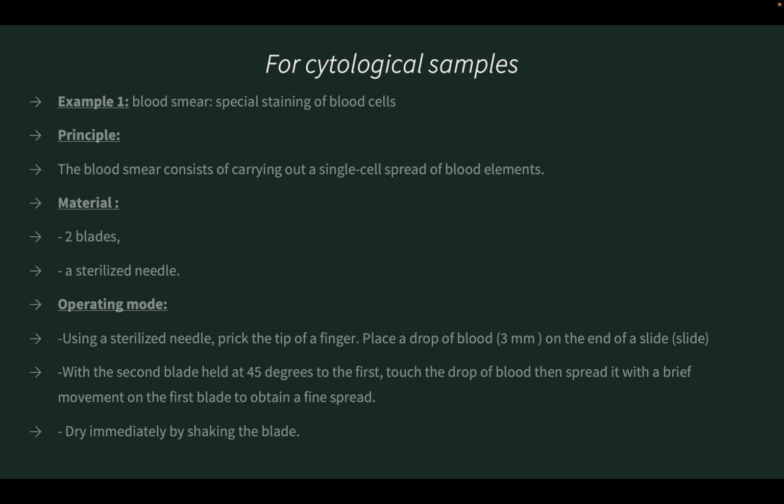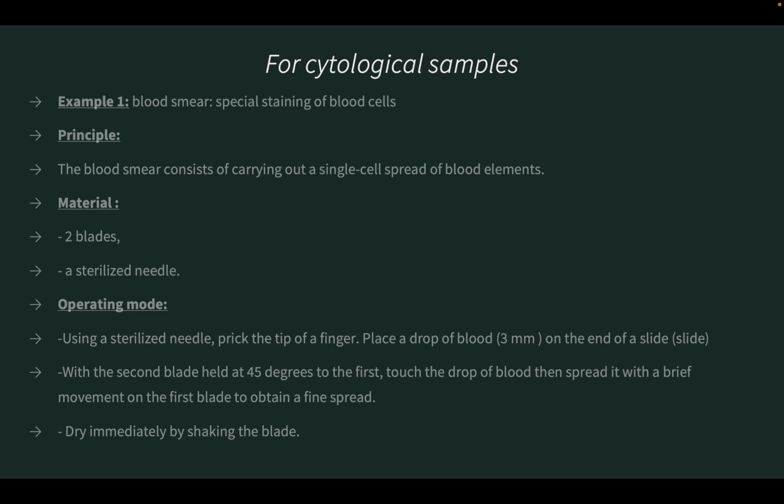The principle: the blood smear consists of carrying out a single cell spread of blood elements. The material that we need to make a cytological sample, blood smear: 2 blades, a sterilized needle.